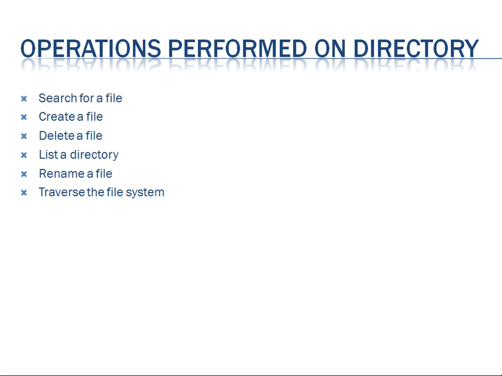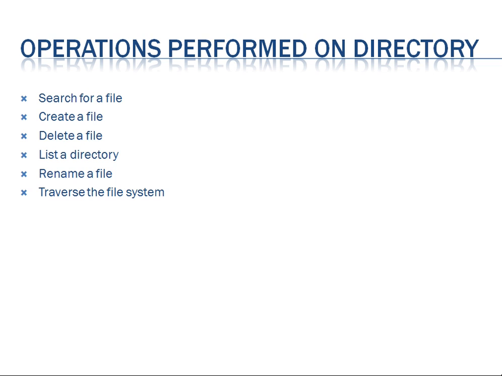Now let us see what operations can be performed on directories. You can search for a file. This is an operation over the directory, because the directory includes the information about a file, so you first need to search the entry in the directory. Then creating a file is also included. If a new file is created, that entry has to be retained in the directory structure. So this is again an operation associated with directories.